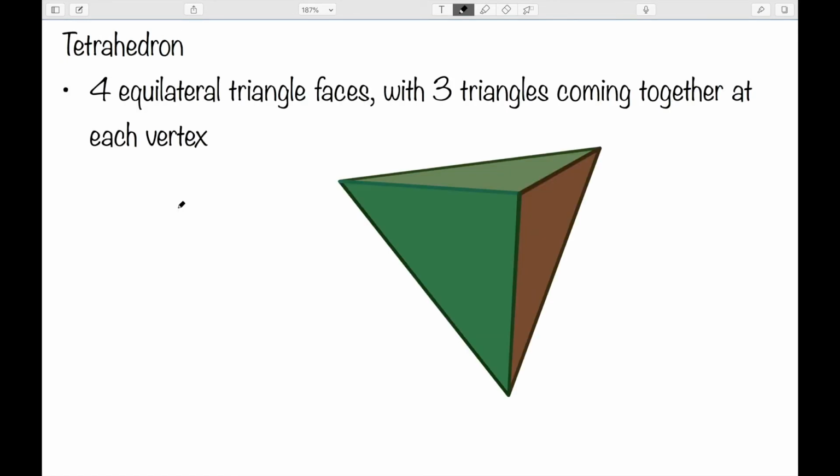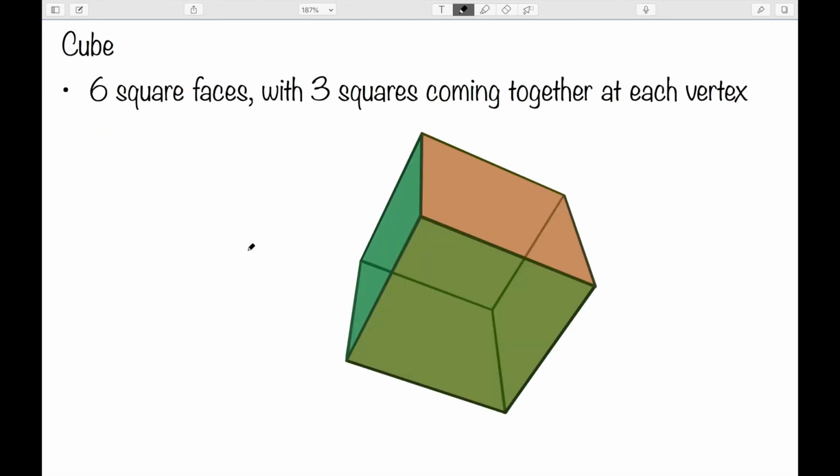The first Platonic solid is a tetrahedron. This has 4 equilateral triangle faces with 3 triangles coming together at each vertex, as we can see in this picture here. Next, we have a cube, which is made up of 6 square faces with 3 squares coming together at each vertex.